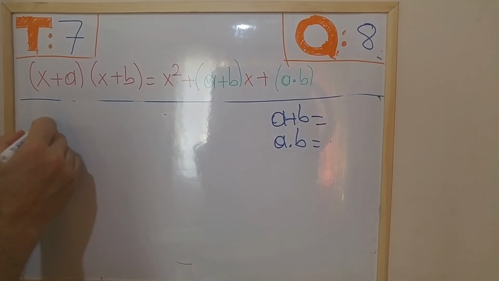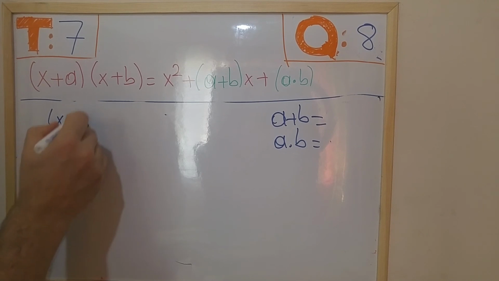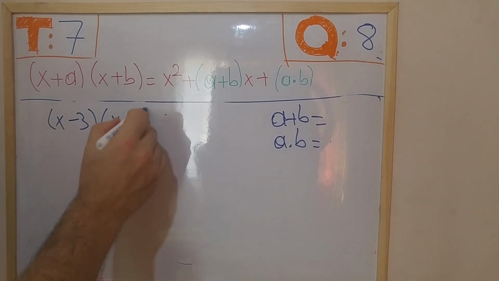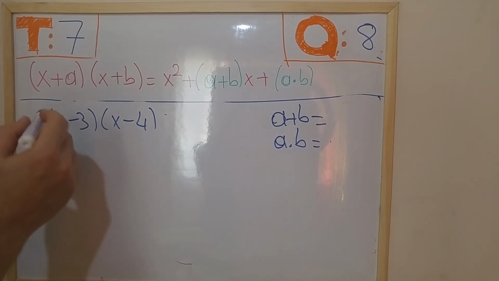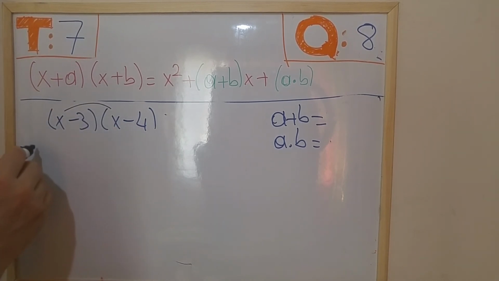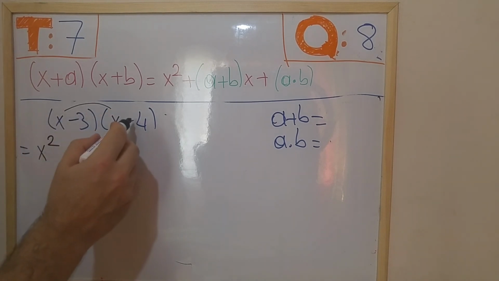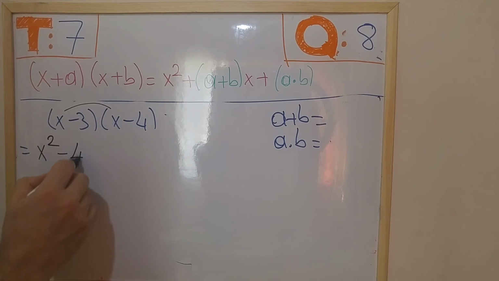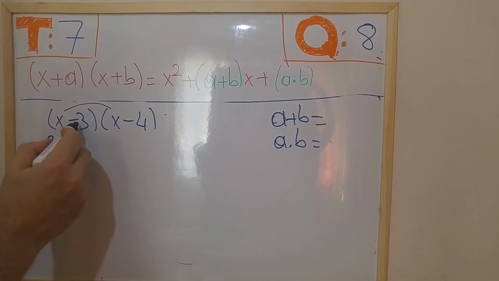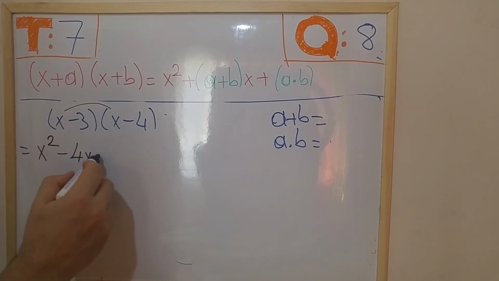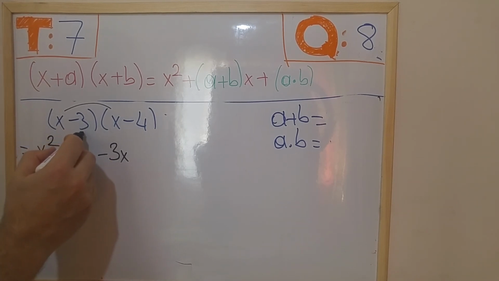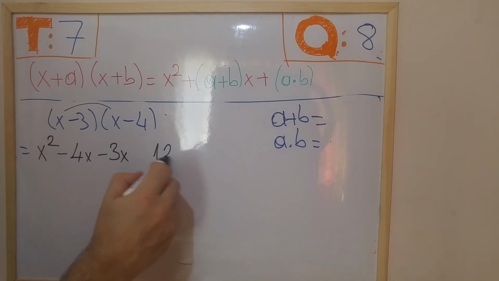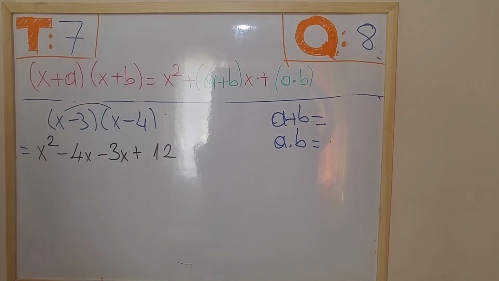Another similar question we have here, (x − 3)(x − 4), and let's expand them. Here I have x times x, which is equal to x squared, and then I have x times minus 4, which is equal to minus 4x, and then I have minus 3 times x, which is equal to minus 3x, and then I have minus 3 times minus 4, which is equal to plus 12.